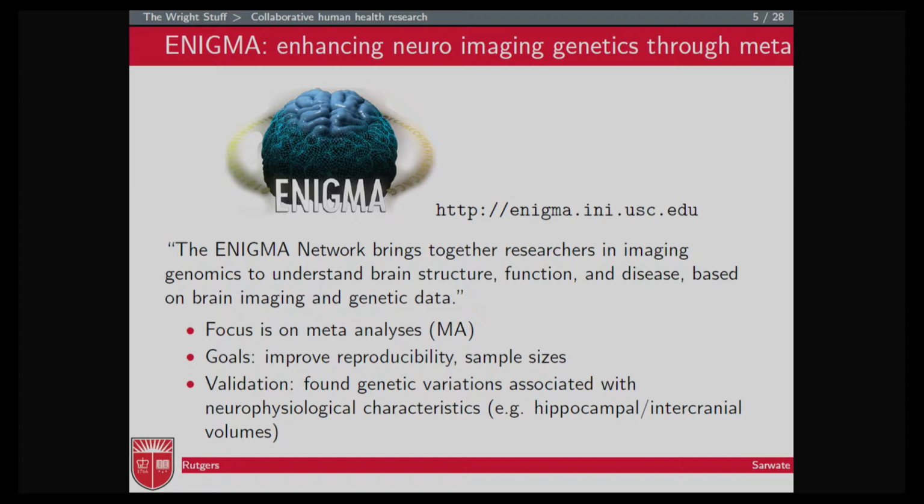Very impressed. I mean, I aspire to do this kind of thing. So they want to understand brain structure, function, and disease based on this brain imaging and genetic data. And what they're focused on are meta-analyses. That's the MA, the meta-analyses. So these are analyses you can do with already published information from these studies. They don't look at the raw data.